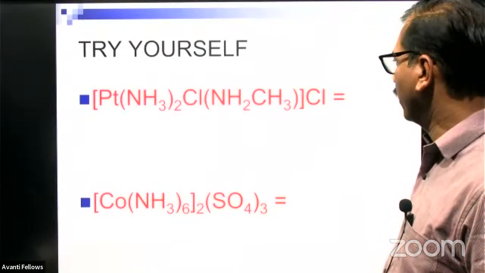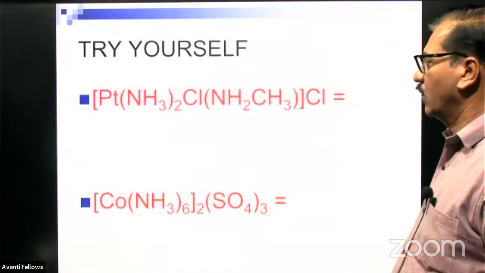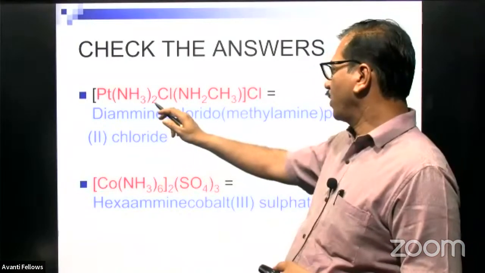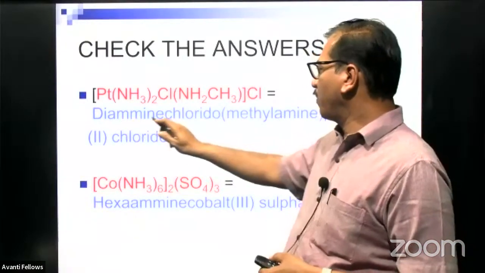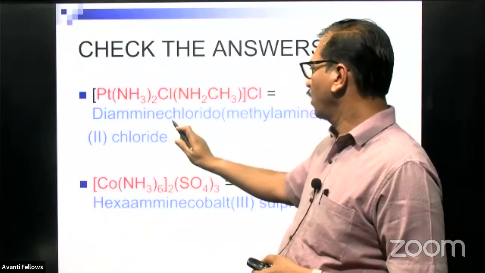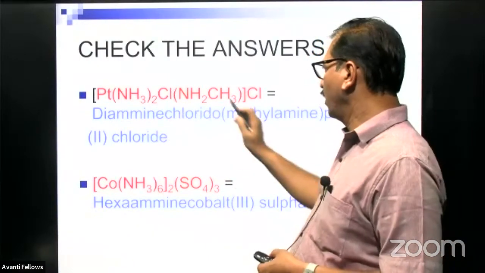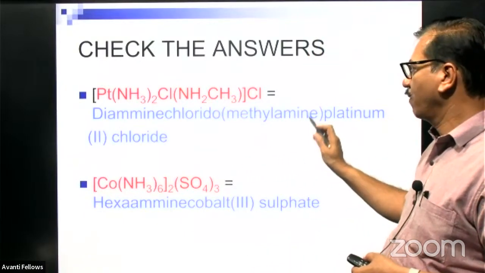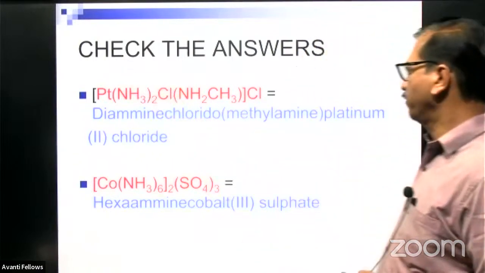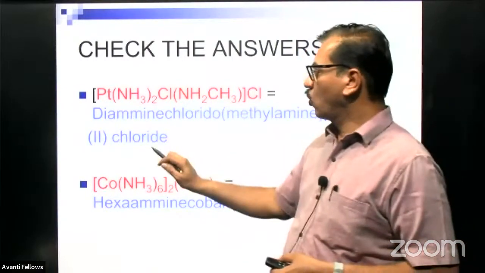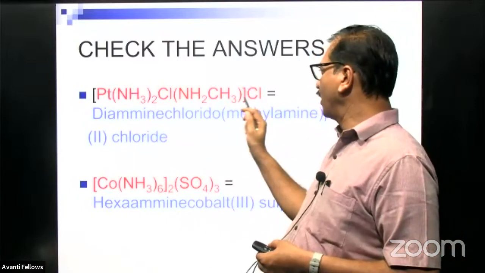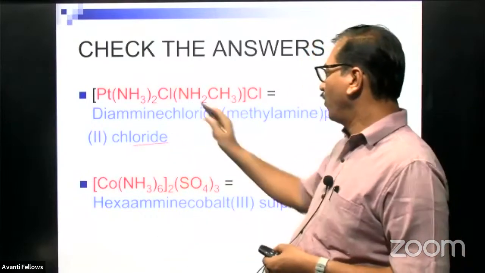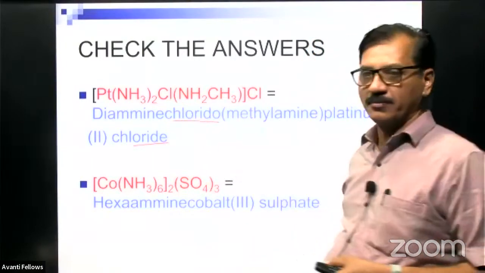There are many questions that you can solve like this. I'll give the answers, you can just check. Not much time is available, and you must have practiced it also. Diamine, chlorido, this is CH3NH2, therefore methylamine, platinum 2 chloride. When it ends, chlorine is chloride, not chlorido. Here it is chloride. When it is inside the bracket, then it is chlorido.